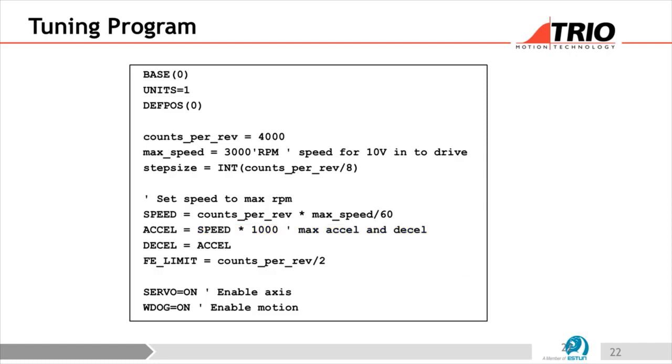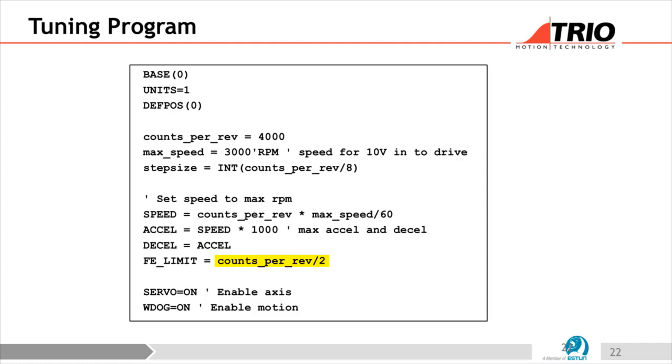We need to set something called following error limit, because we have this value called FE. It's being monitored all the time. If it exceeds the FE limit, then it will trip out the watchdog, as we call it. So it will turn off the servos if the FE gets too high.